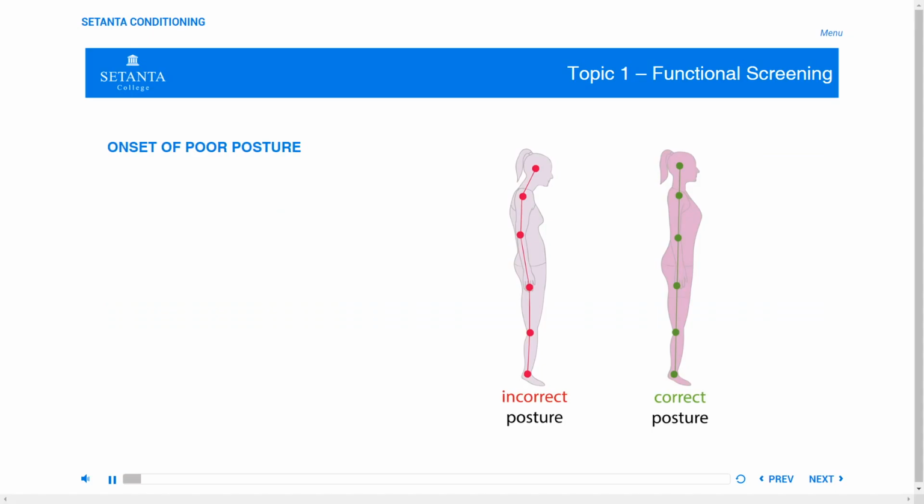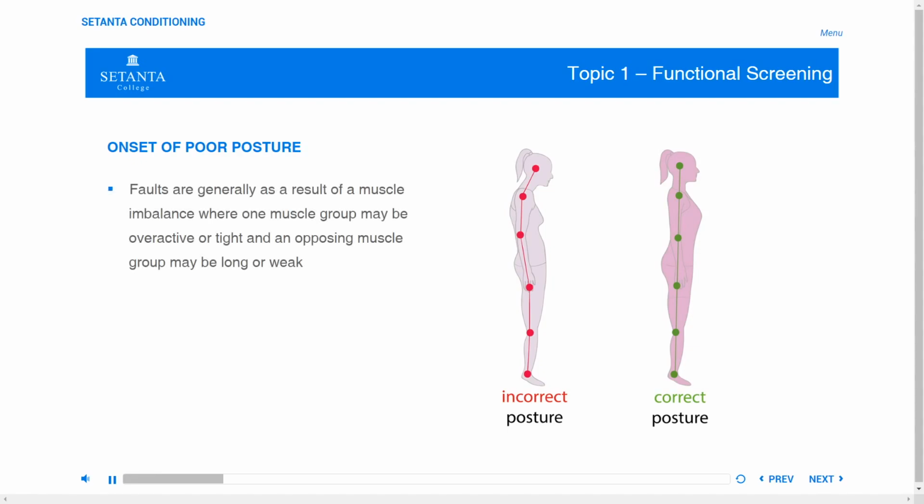Onset of poor posture. Throughout the posture assessment, we identified two key faults that are quite common amongst the general population. Faults are generally as a result of a muscle imbalance, where one muscle group may be overactive or tight, and the opposing muscle group may be long and weak. This will cause a shift from optimal alignment as the body adjusts and compensates due to a muscular imbalance.